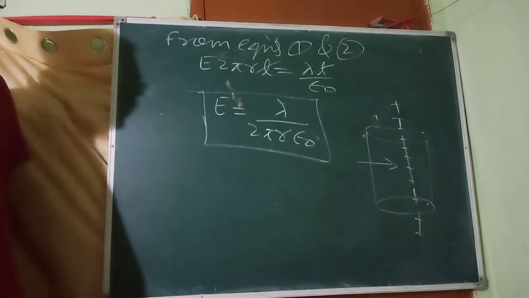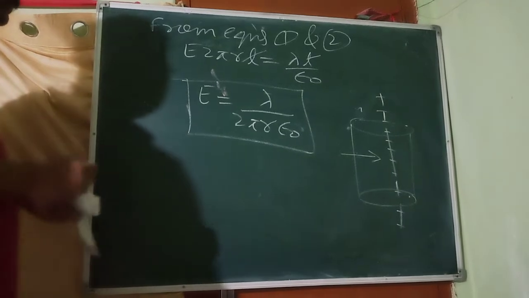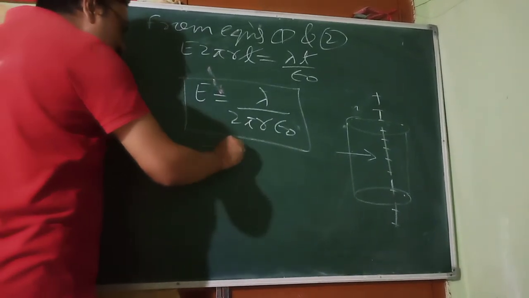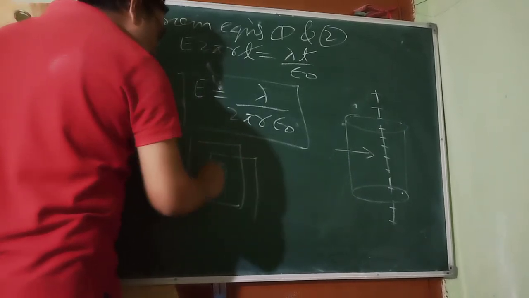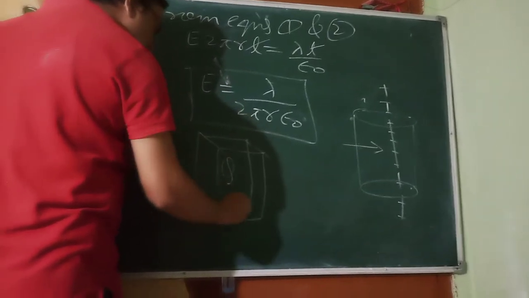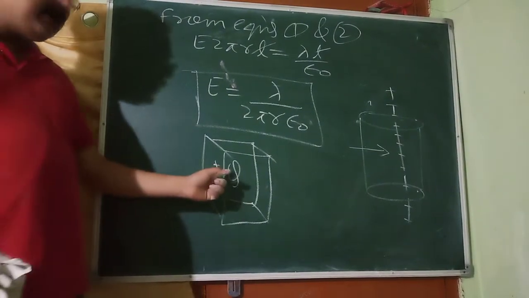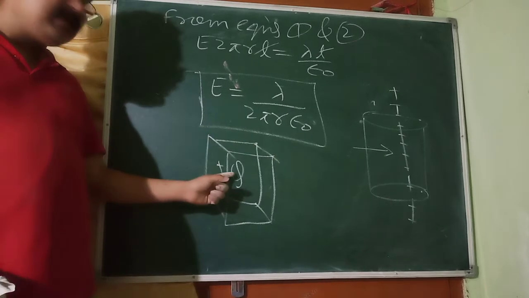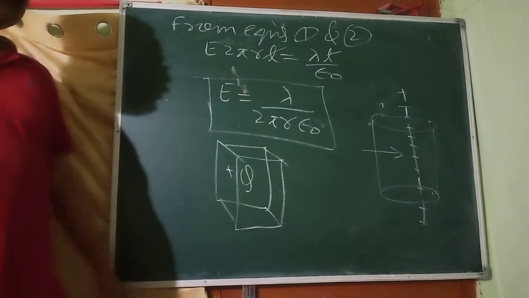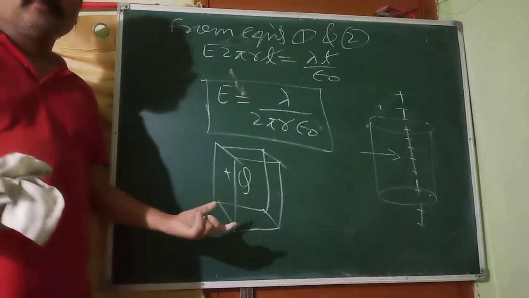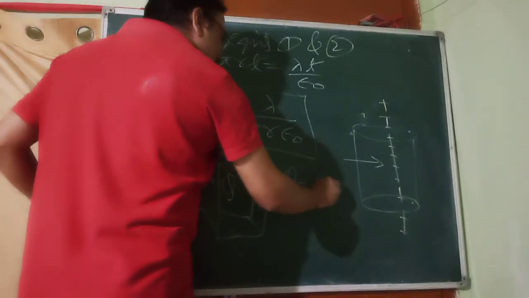One more thing I would like to tell you about the electric flux. Suppose a positive charge is there in a closed surface. What will happen? The electric field lines will go out, because electric field lines come out of a positive charge. So when the flux is going out of the surface, then phi is taken positive.